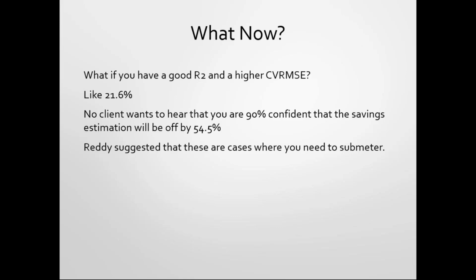What Reddy was saying in that paper is that where the fractional savings uncertainty is too high, you might want to submeter those buildings instead. But you know what? We're going to put off building the retrofit for 12 months. How much money is going to be lost doing that? So I don't think that's going to work.